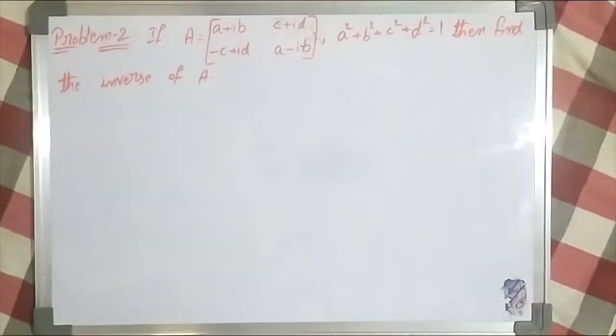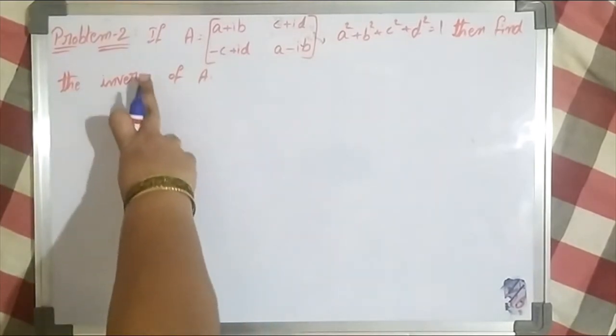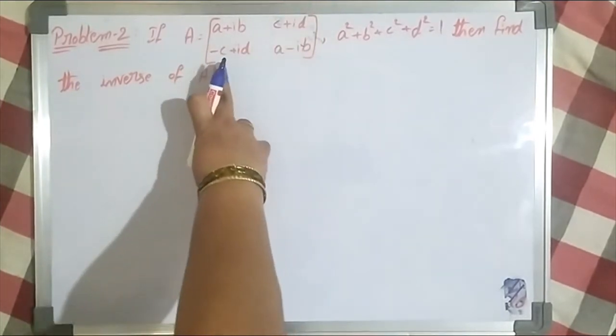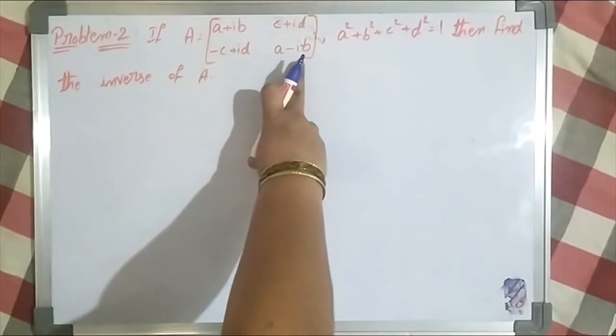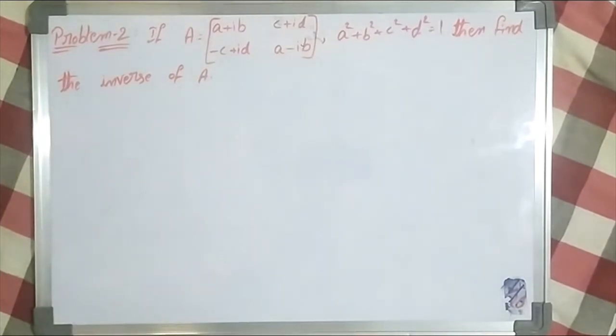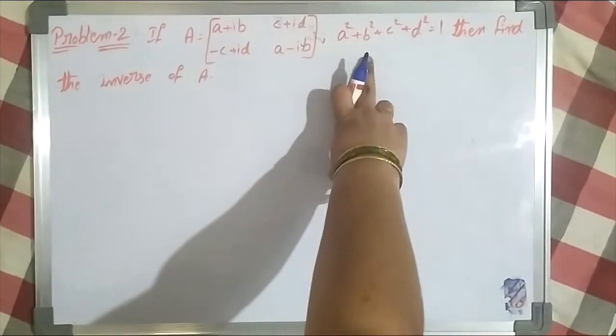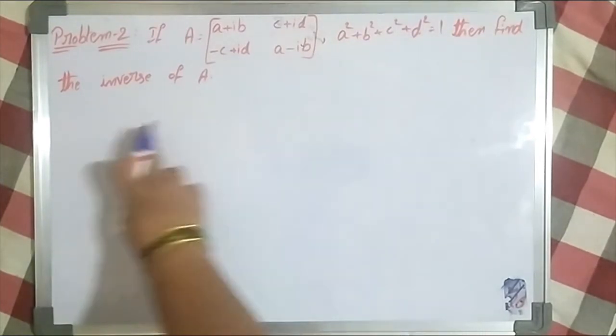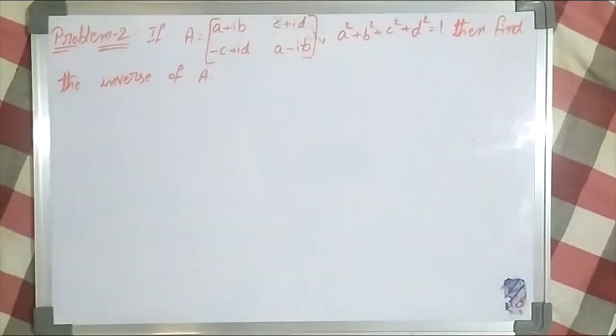Hi friends, today we'll discuss the next problems in exercise 3e section 1. The problem is problem number 2. If A equals [a plus ib, c plus id; minus c plus id, a minus ib], and the given condition is a square plus b square plus c square plus d square equal to 1, then find the inverse of A. This is our given problem.